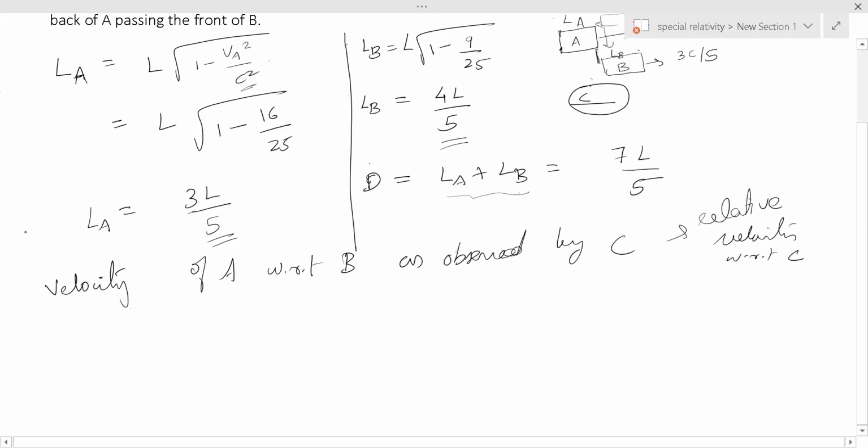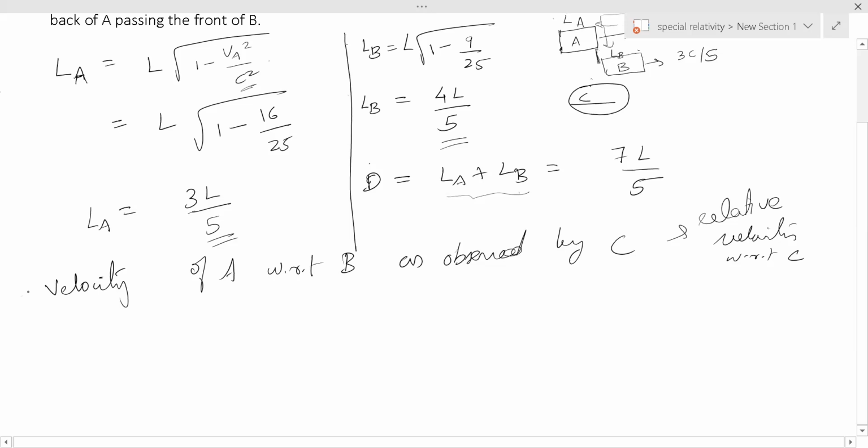Can you think how to find the relative velocity as observed by C? We have discussed this actually. If you need to find the velocity of A with respect to B, you will have to use the relativistic velocity addition formula. If you need to find the velocity of B with respect to A, you also need to use velocity addition or subtraction. We call it the velocity addition rule. But we are talking about another person, C. So with respect to C, how fast are they moving apart? How fast are they separating? That's the question.